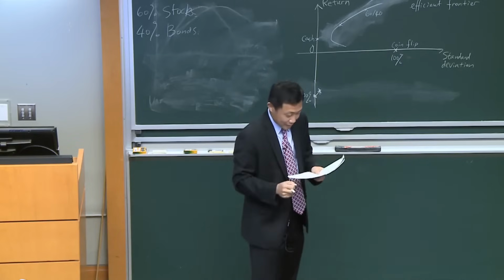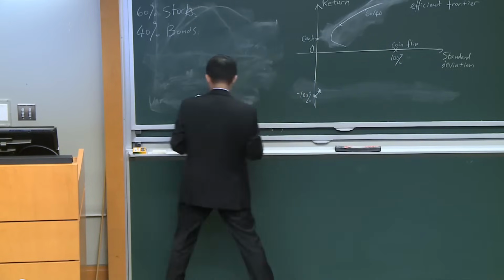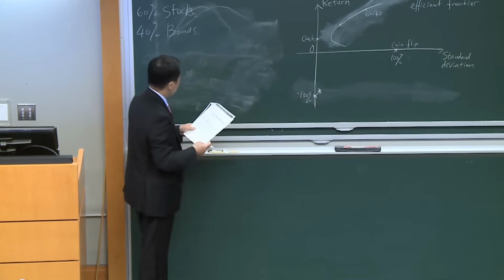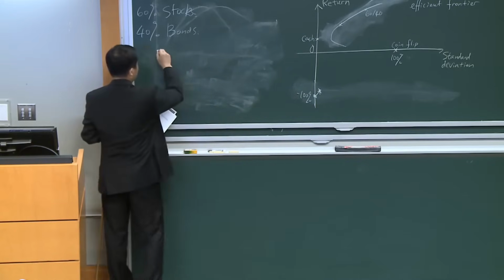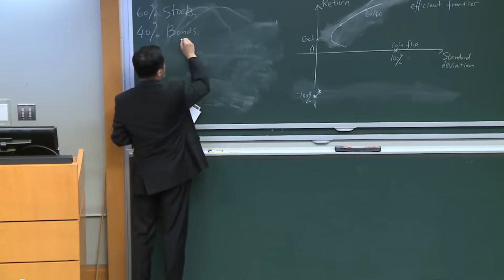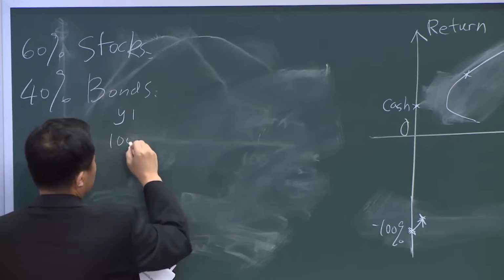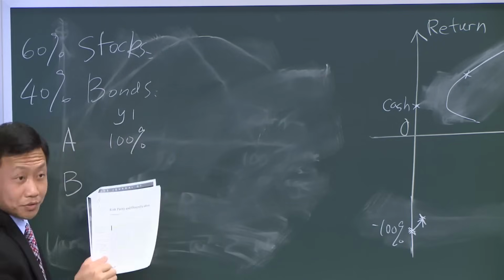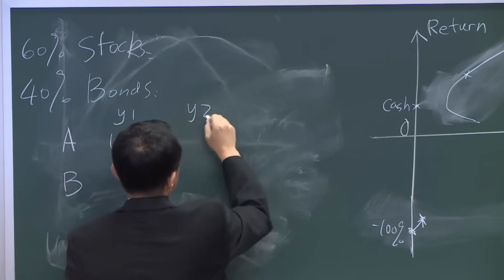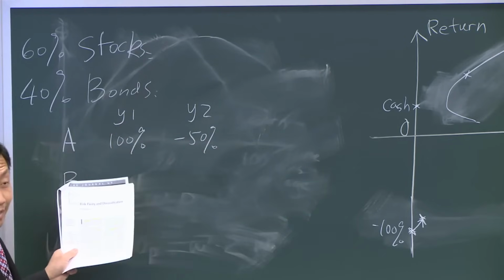Okay, but anyway, let me give you another simple example. Let's consider two assets, A and B. In year one, A basically doubles, and in year two it goes down 50%. So where does it end up?